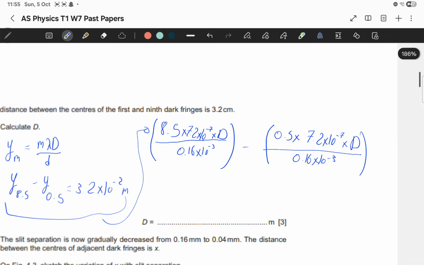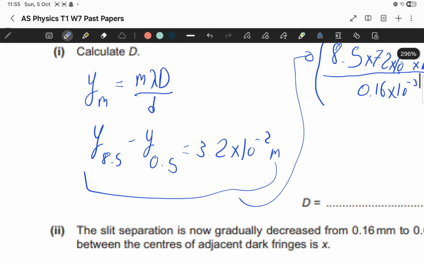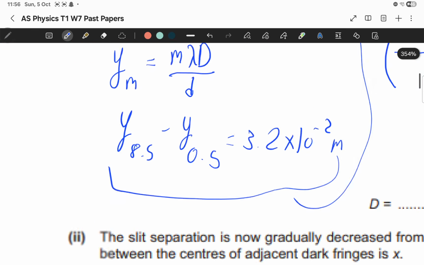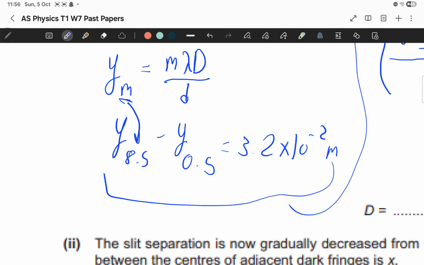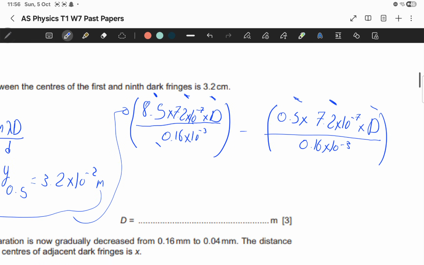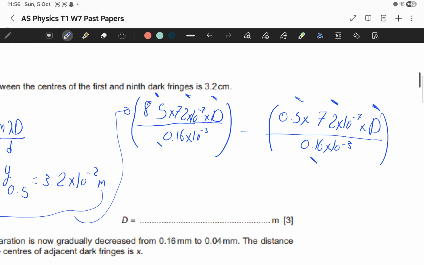Now, why did I do this? Because remember, we said that y of 8.5 minus y of 0.5 will give me 3.2 times 10 to the power of negative 2. So we're just going to plug in and substitute the formula. Instead of m, we're going to have 8.5, and instead of m, we're going to have 0.5. That's essentially what I did: m lambda D over small d, and this whole thing will equal 3.2 times 10 to the power of negative 2 meters.